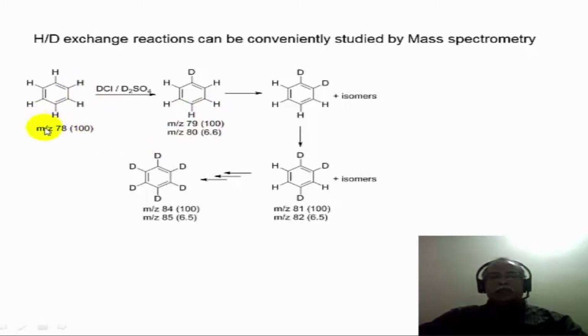So benzene has a molecular weight of 78. If you look at the benzene mass spectrum, it will have a base peak at m/z 78. Upon substitution by deuterium, by heating it with DCl and D2SO4, both diluted with D2O for example, the hydrogens can be substituted sequentially by deuterium. So the monodeutero compound has a molecular weight of 79. Once the monodeuteration is complete, the spectrum would show a molecular ion base peak at m/z 79.